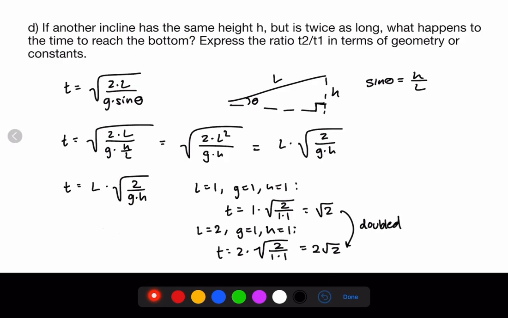Thus, our ratio t2 over t1, where t2 was when the length was doubled, equals 2. Thank you for listening.